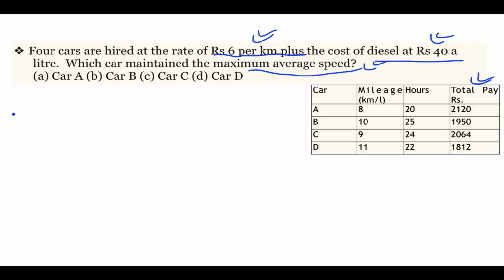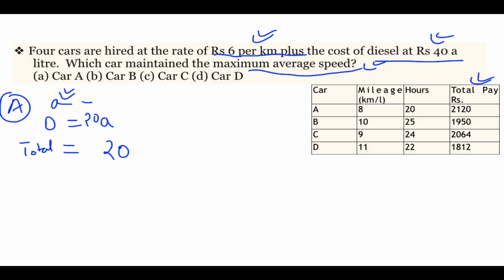So the approach will be like this. I'll solve for car A and C. Assume the velocity of car A is A. So the distance traveled will be equal to A into time, that is 20A for car A. Now the total payment will be equal to the distance times the cost per kilometer, that is 20A, in this case the cost is fixed, so 6. Now the addition part will be the fuel cost, which depends on the mileage and the total distance covered. So the total distance covered is equal to 20A.